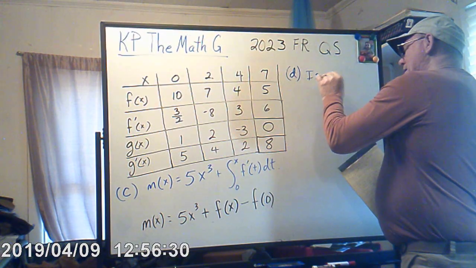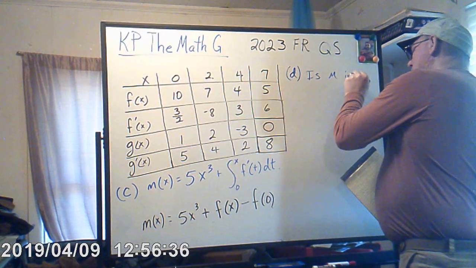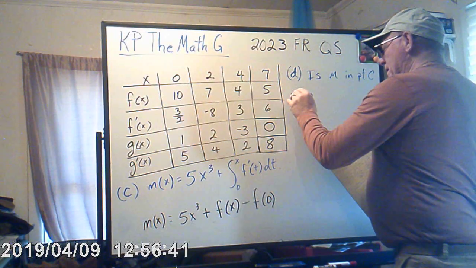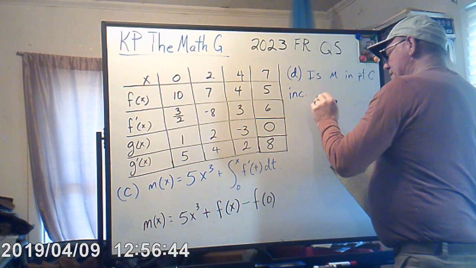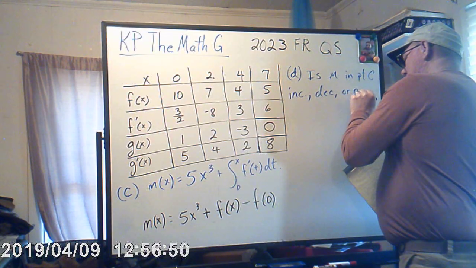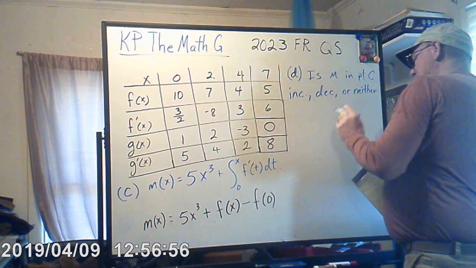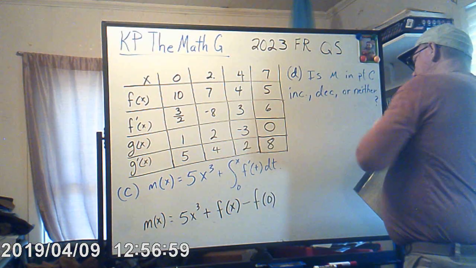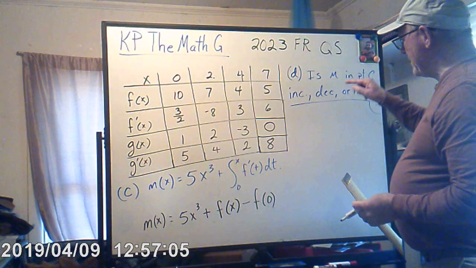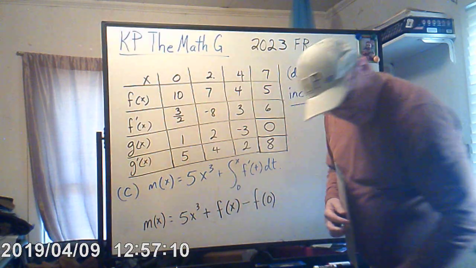Is M, we're talking about in part C, increasing, I'm going to abbreviate, decreasing, or neither? Oh, let's squeeze that in there. And question mark. I'll just slide that down at the bottom. Is M increasing or decreasing or neither?